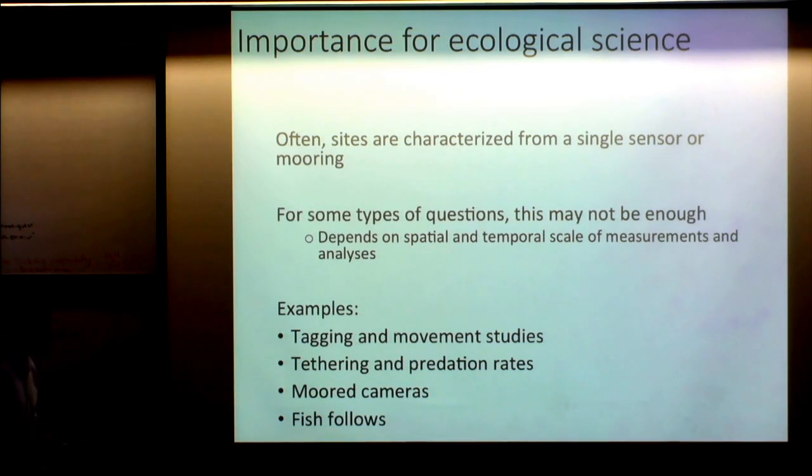So some of the examples of that I can think of off the top of my head are things like tagging and movement studies, tethering and predation rate measurements, where you might have tethered organisms distributed across space in the kelp forest, but that predation happens on a relatively fine time scale, presuming that the fish and inverts that are interacting there are all ectothermic. If there's variability amongst those sites that you're not measuring for, that could influence your results. Also things like moored camera work and fish follows.